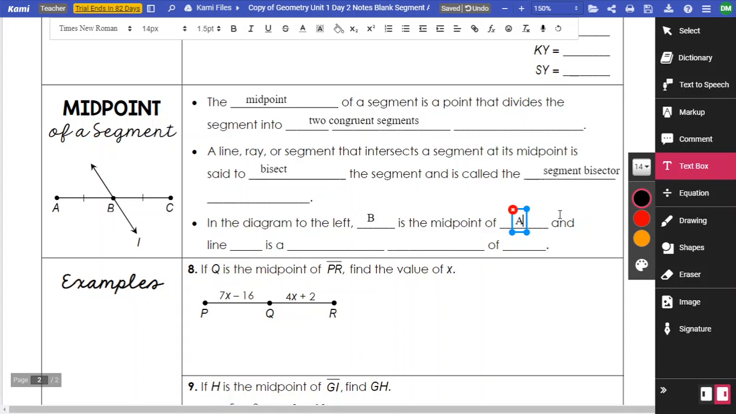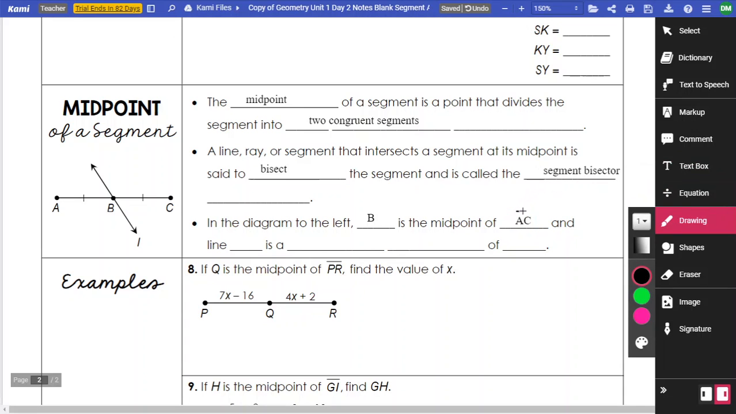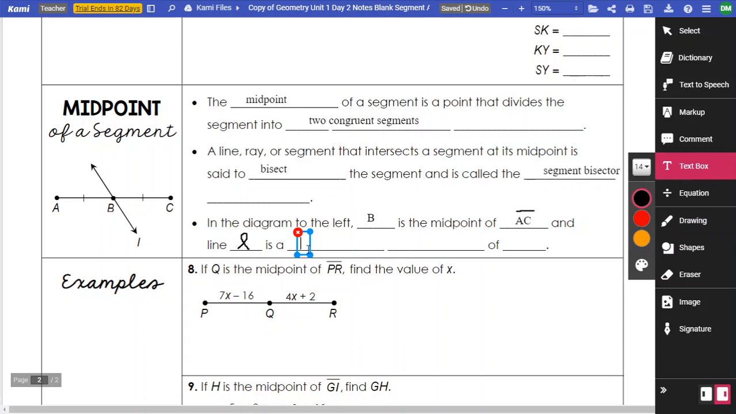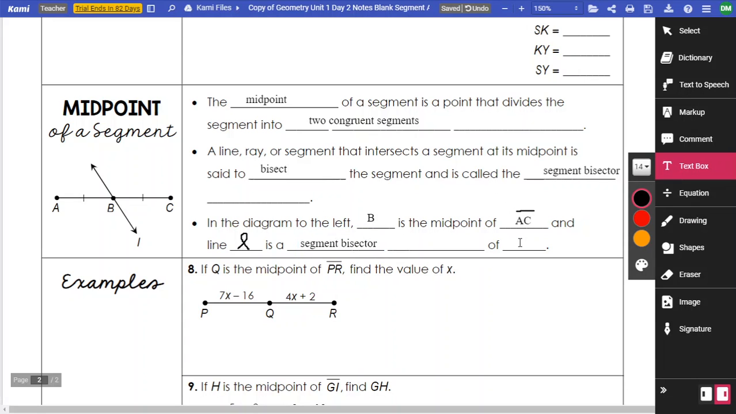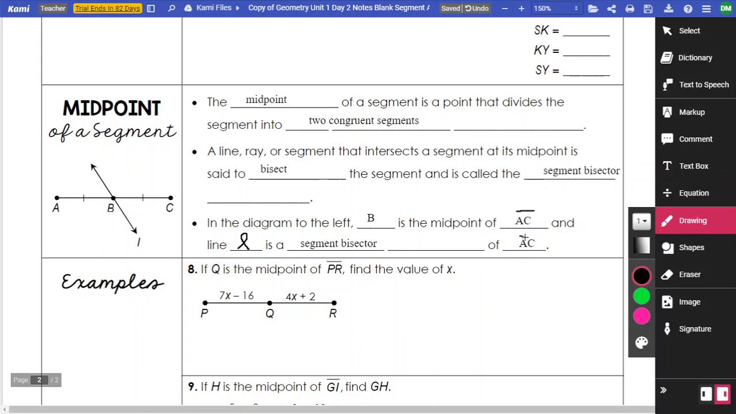So in the diagram to the left, we've got point B is the midpoint of, let's see, it's the midpoint of AC, and we want to make sure that we are putting a segment line on top of that. And line L, lowercase cursive l, is a segment bisector of segment AC. And again, I want to make sure I put my segment hat on there. Okay, so B is the midpoint, L is the segment bisector.